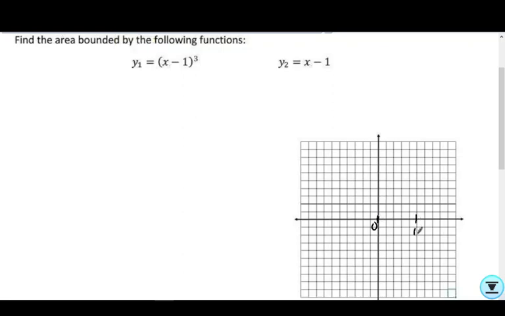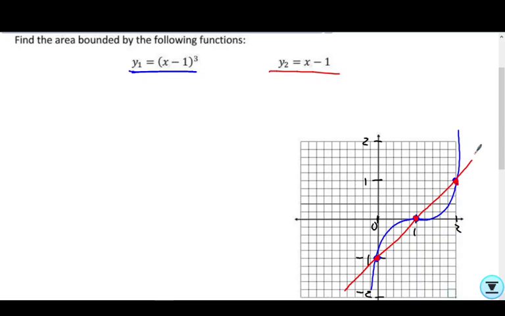So this is 0, 1, 2, 1, 2, -1, -2. So, real quick, this is the cubic function that's been shifted to the right one. So there's that point there, 1, 1, -1, -1. So this side looks like that. Okay, so there's my cubic function. And on the other side, y2 is just a linear function with a slope of 1. So here's its y-intercept at -1 with a slope of 1. And there you go.